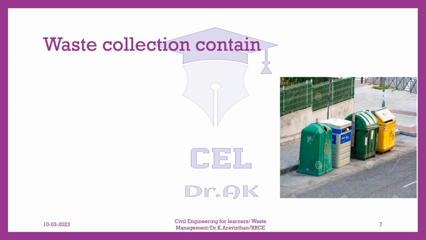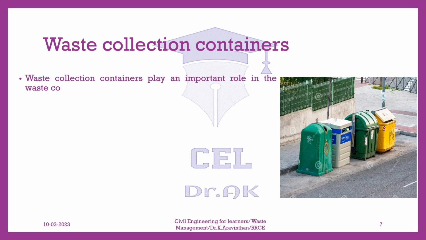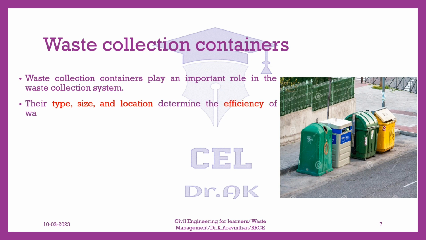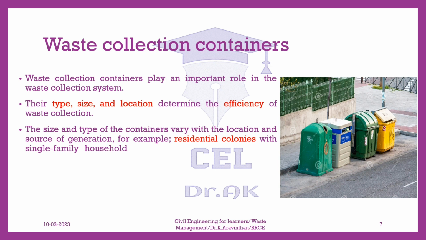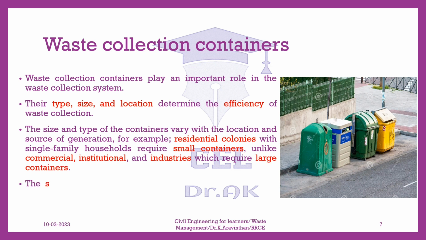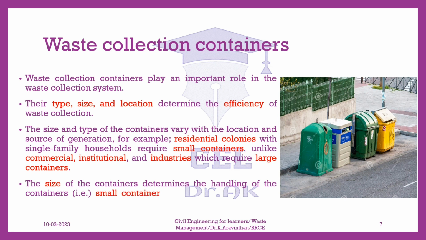Waste collection containers. Waste collection containers play an important role in the waste collection system. Their type, size, and location determine the efficiency of waste collection. The size and type of the containers vary with the location and source of generation. For example, residential colonies with single-family households require small containers, unlike commercial, institutional, and industries which require large containers. The size of the containers determines the handling of the containers. Small containers can be handled manually while the larger ones require mechanical handling.